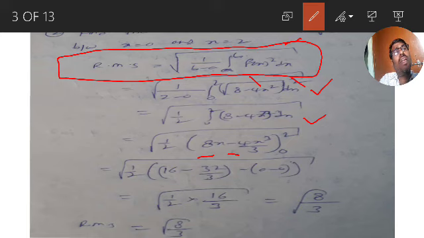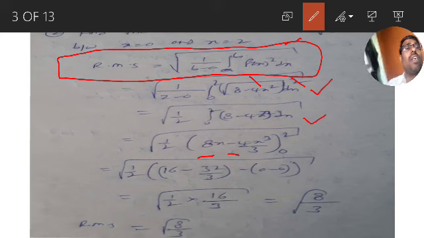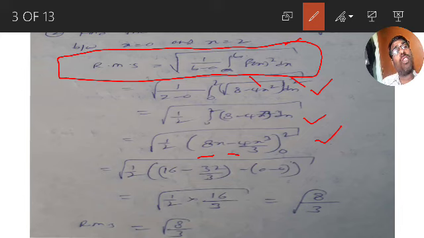Integration of x square. Integration of x to the power of n is x to the power of n plus 1 by n plus 1. Therefore, integration of x square is x power of 3 by 3. So the next step is square root of 1 by 2 into 8x minus 4x cube by 3. That is my integration of 8 minus 4x square.